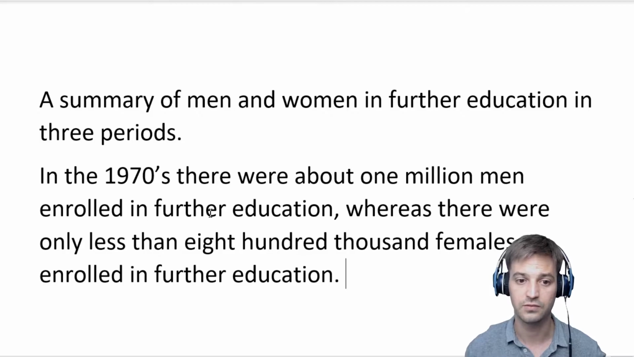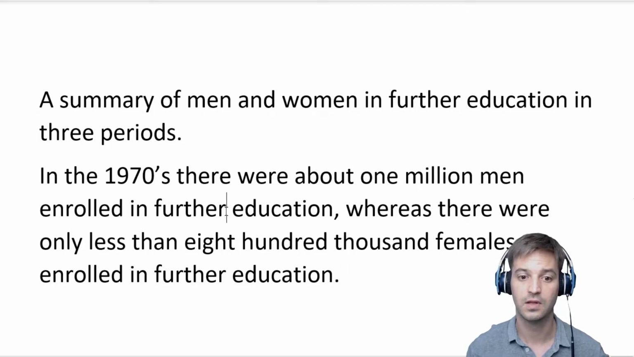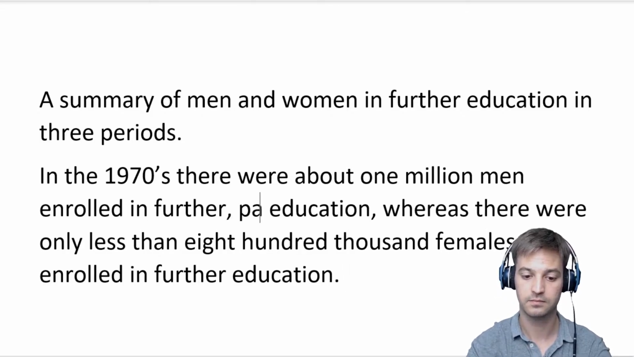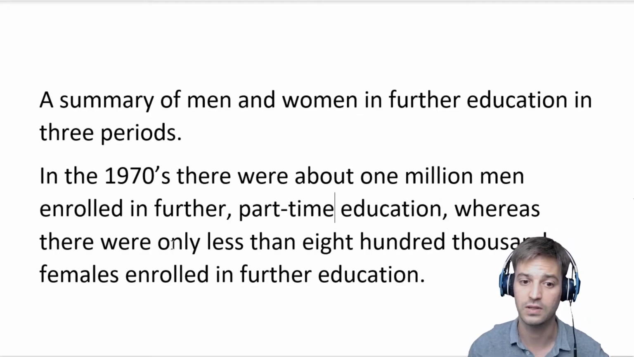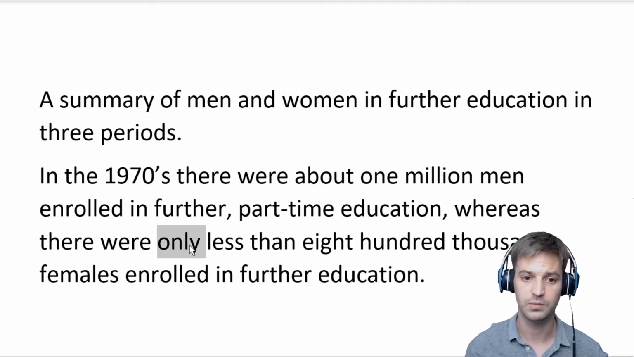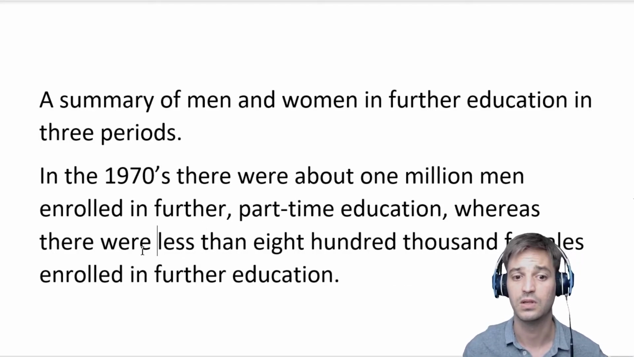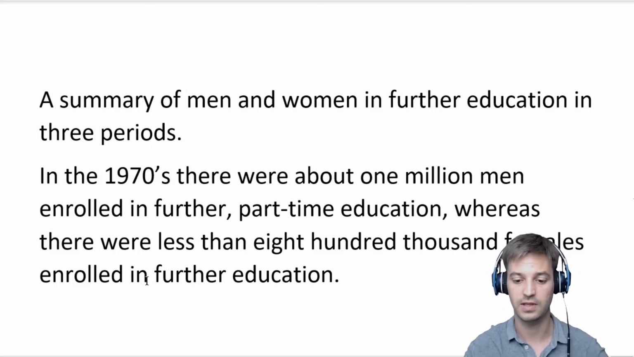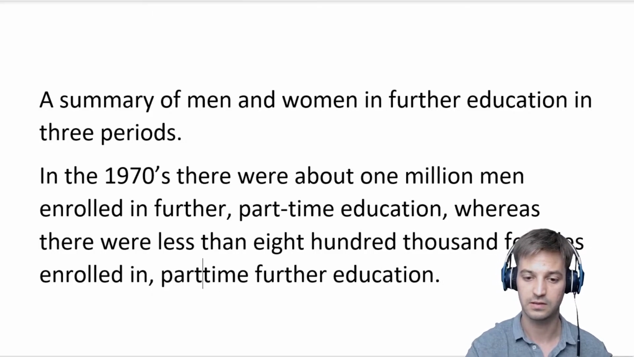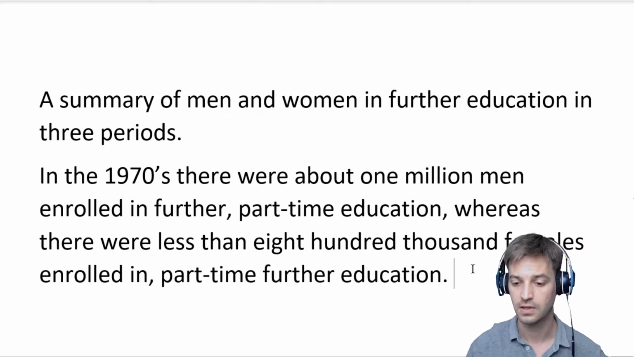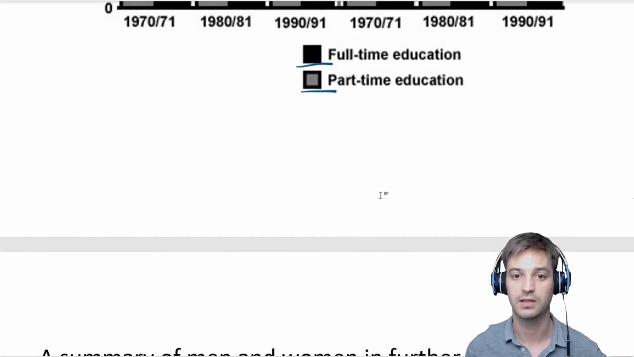1 million men enrolled in further part-time education, whereas, maybe we can take out "only" now, there were less than 800,000 females enrolled in part-time further education. Oopsie, and we need the little dash there. Very good. So that's the first comparison we can make.